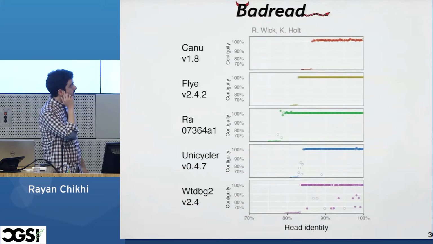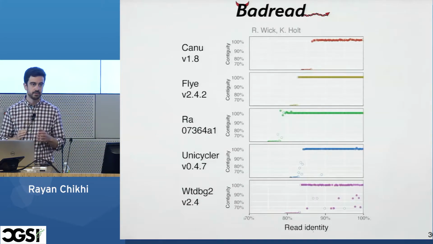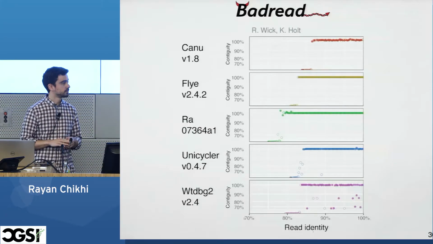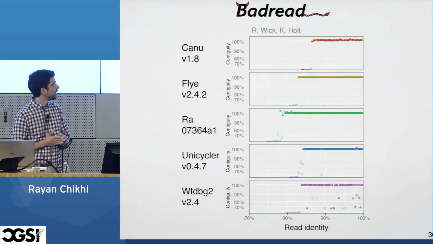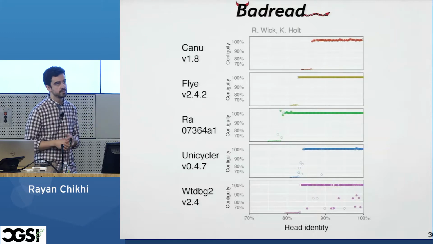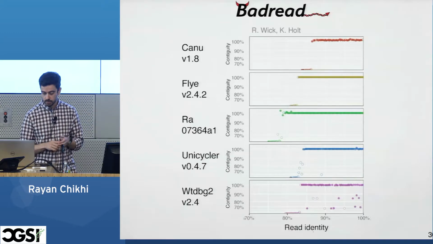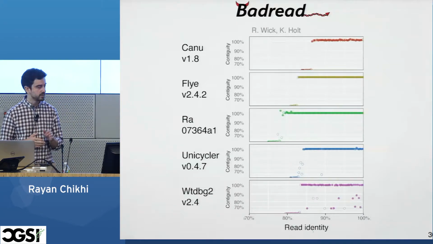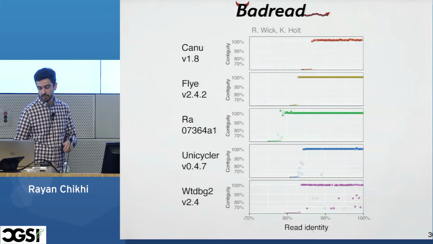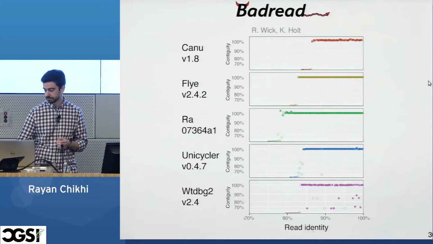And another plot which I find quite interesting is read identity. So we know that depending on the chemistry, the read accuracy can be high or can be a little bit lower. And it turns out that the assemblers tested here all perform well on current chemistry error rates, so around 90%. But assemblers like Ra can even work with much higher error rates.